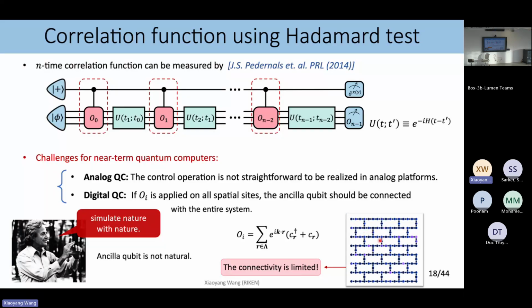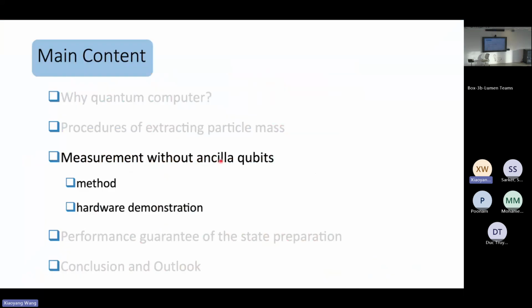For example, this is the qubit connectivity in IBM's device, and its connectivity is very sparse. And more importantly, we think that the ancilla qubit is not natural in the quantum algorithm, because there is no ancilla qubit existing in nature. So this inspired us to design a measurement method without ancilla qubits.